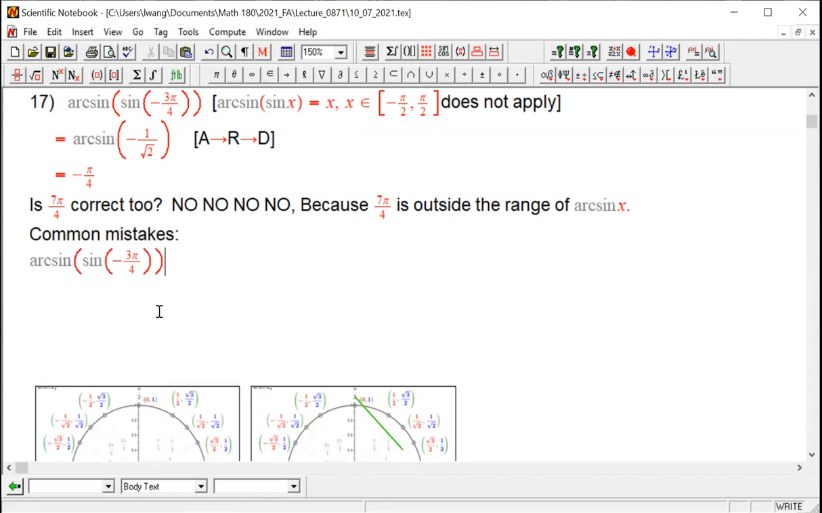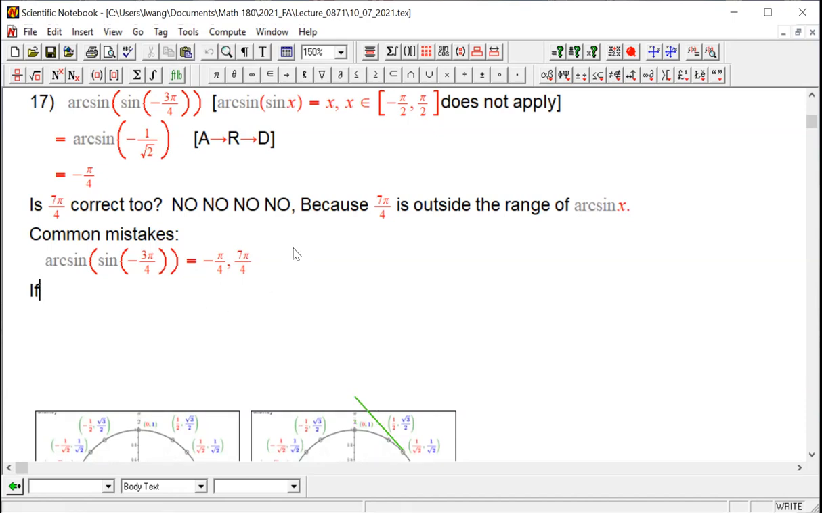Sometimes I see this work. The student will give me two answers, negative pi over 4, and then they also give me 7 pi over 4. If this happens, the student gets 0.